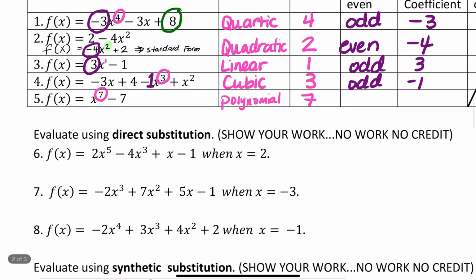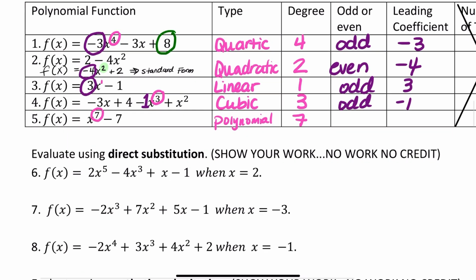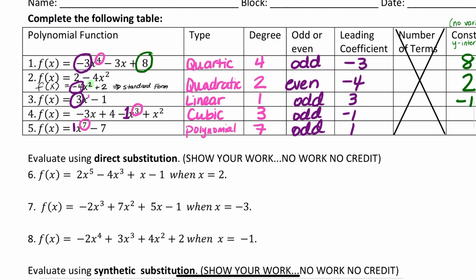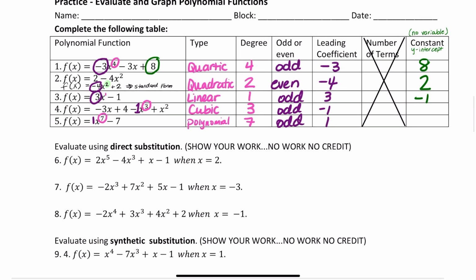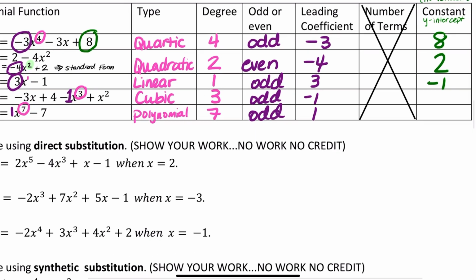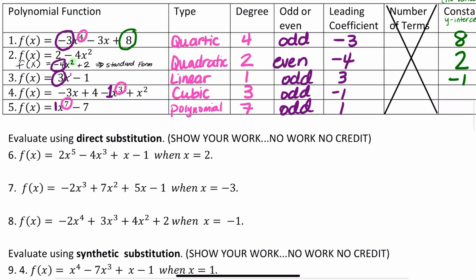I mean, really, we can classify these all as polynomials, but it is good to know some of the types of names. So the leading coefficient is +1. Hopefully you wrote that. And that's an odd number, so this is an odd function. Okay? Cool. Oh, did I miss the constant? Sorry. The constant for number 4 was +4. It's the number without a variable, and the constant for number 5 is -7. Okay.